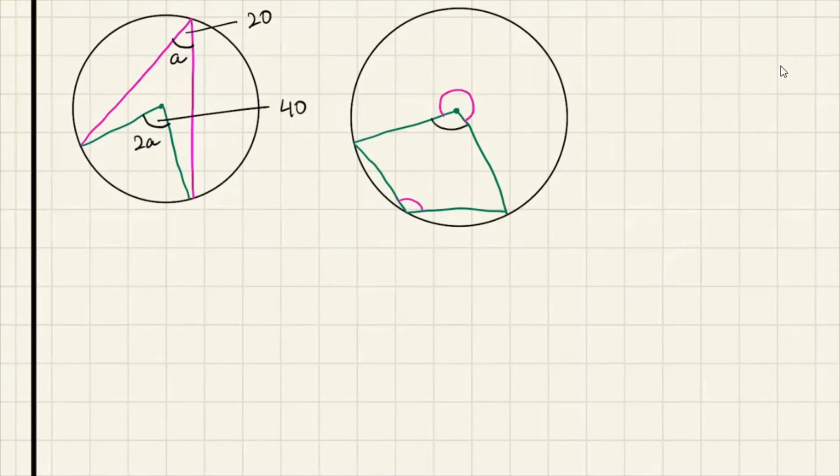The question gives you this as 100 degrees and you have to find this, which is x. So what you'll be doing is finding this angle over here first, which will be 360 minus 100, which is 260 degrees. Now this angle and this one, these are corresponding. So 260 divided by 2 is equal to 130 degrees. So x is 130 degrees.